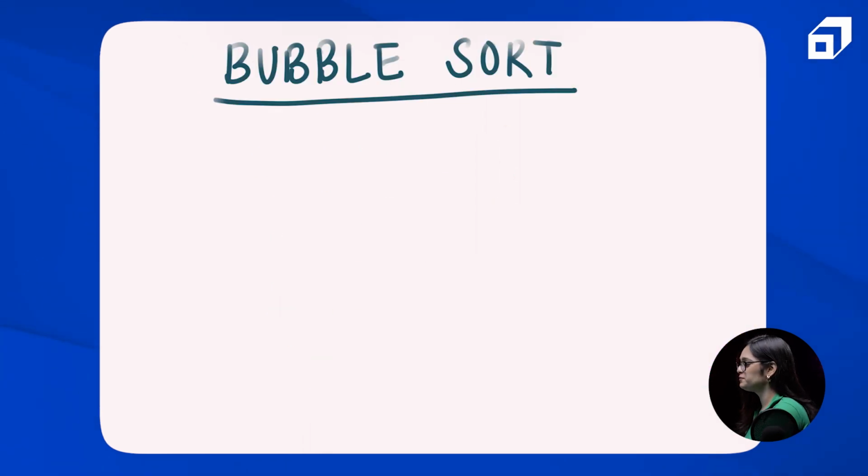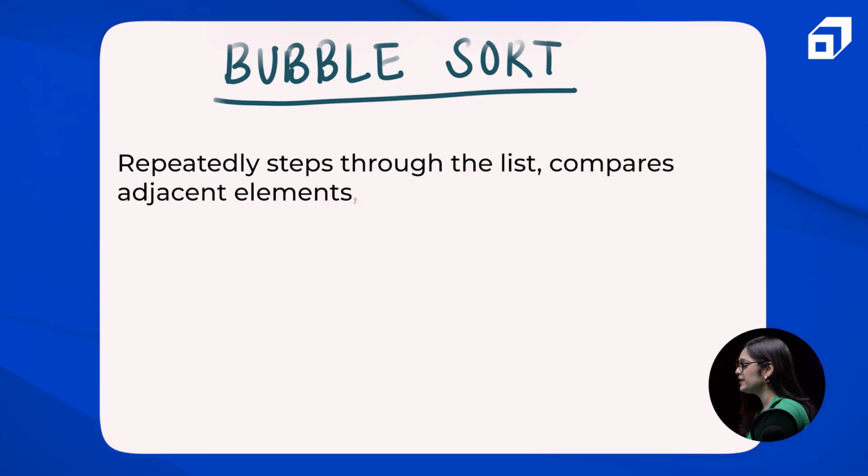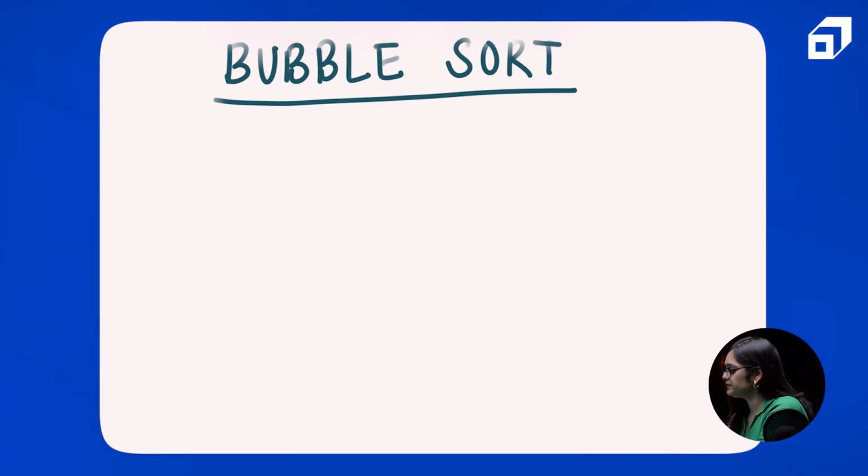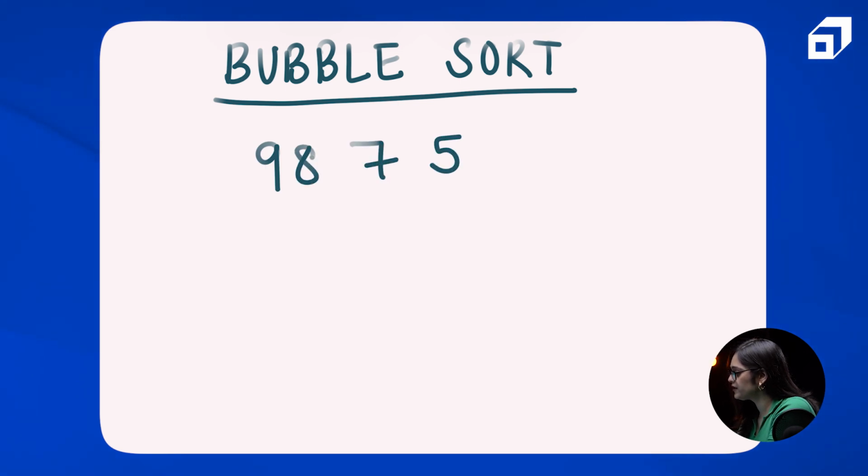So first let's talk about bubble sort. Bubble sort is the most basic sorting algorithm and it works by repeatedly swapping the adjacent elements whenever they're in the wrong order. Let's consider a simple array: 9, 8, 7, 5, 6. Let's try and run bubble sort on it to understand how it actually works. We'll traverse from the left and keep comparing the adjacent elements.